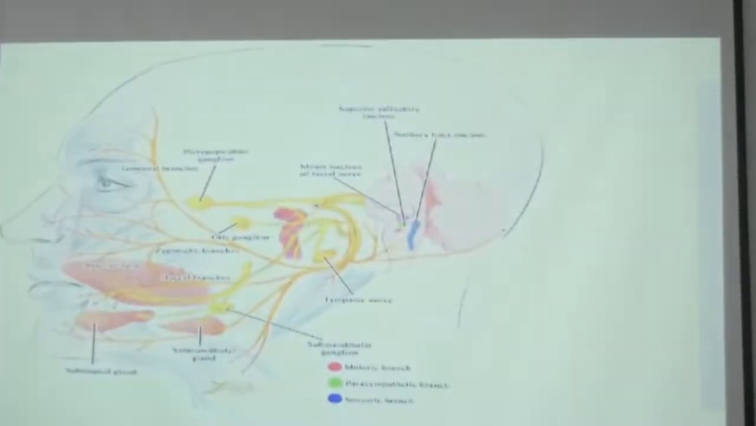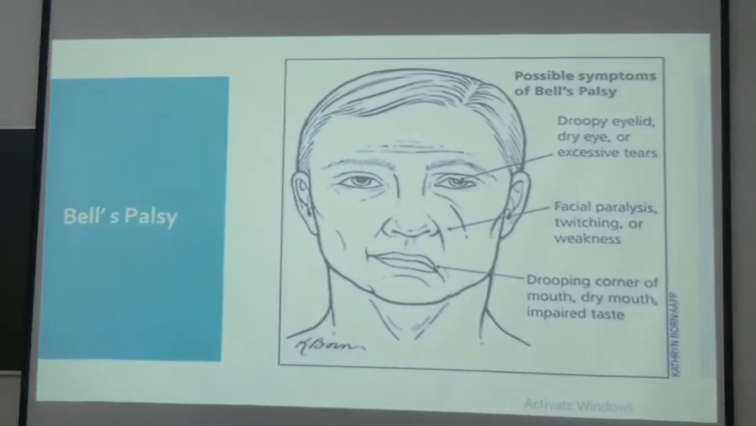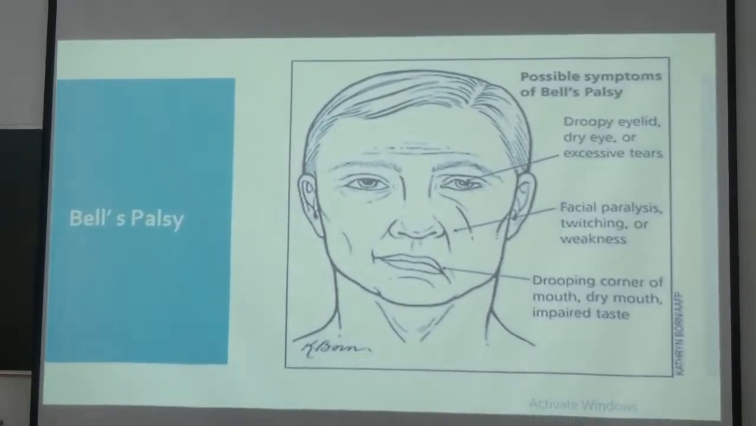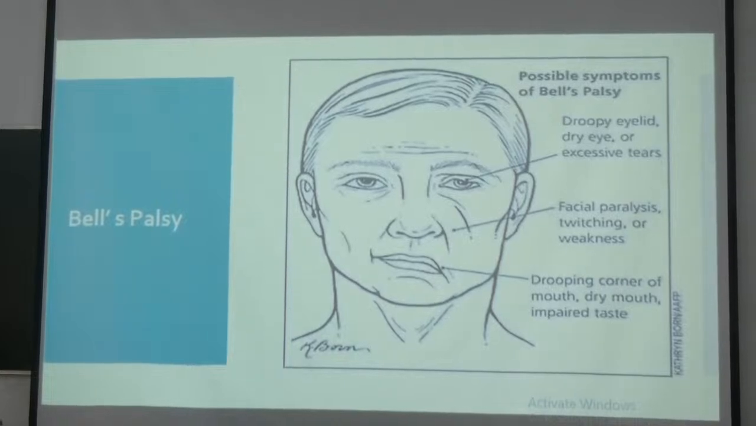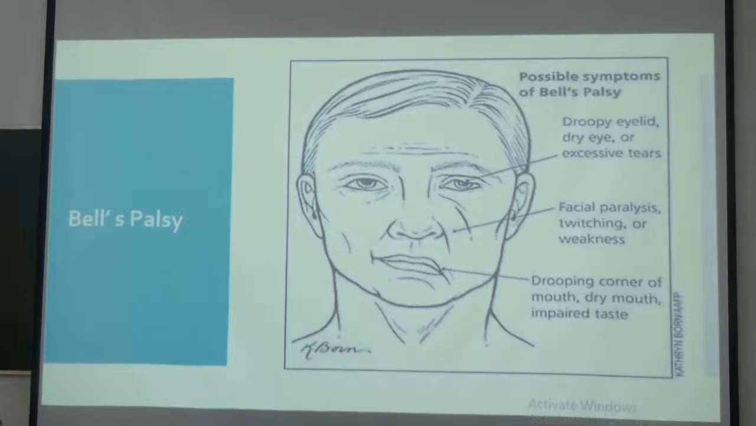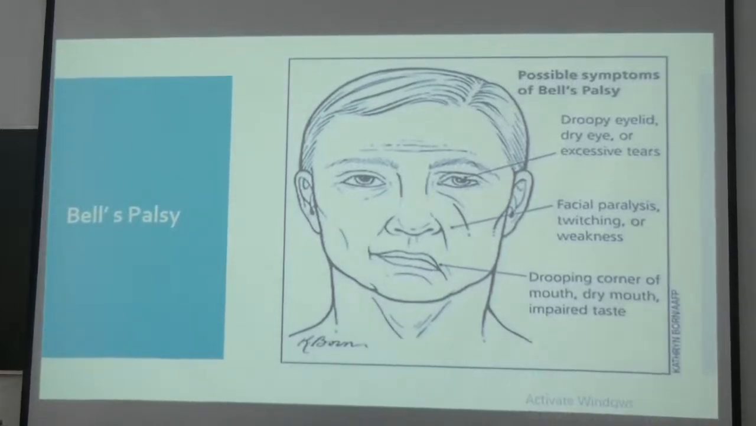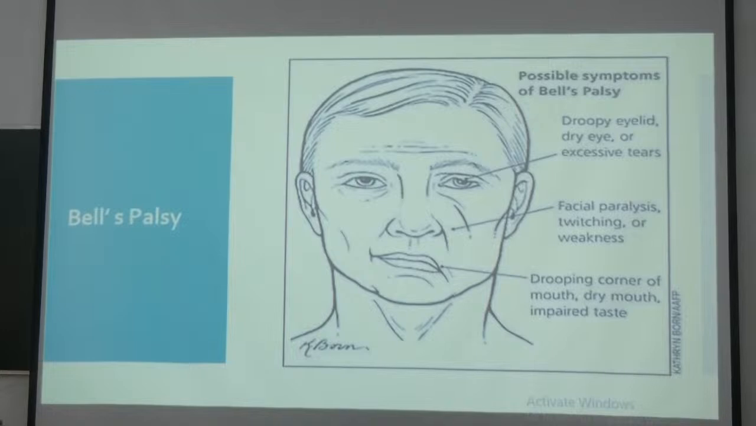Okay, so next one is the clinical importance, the Bell's palsy. Bell's palsy are of 2 types, upper motor neuron and lower motor neuron. Bell's palsy usually is of which type? It is always lower motor neuron.